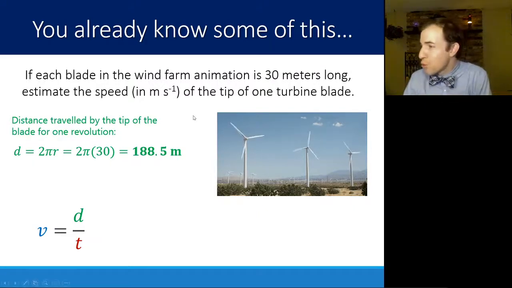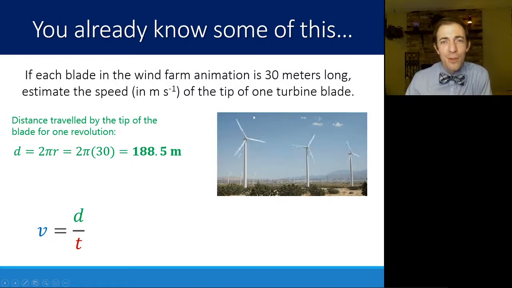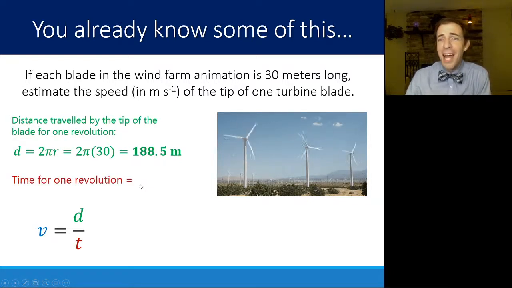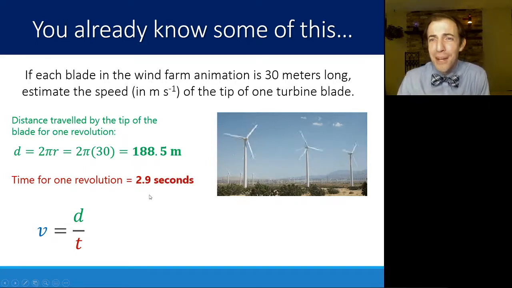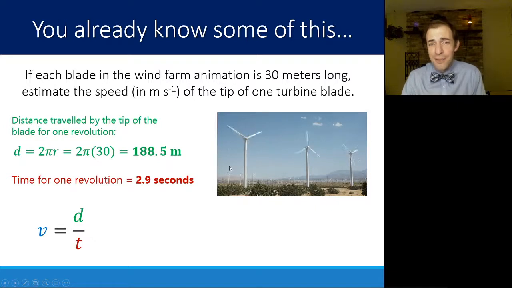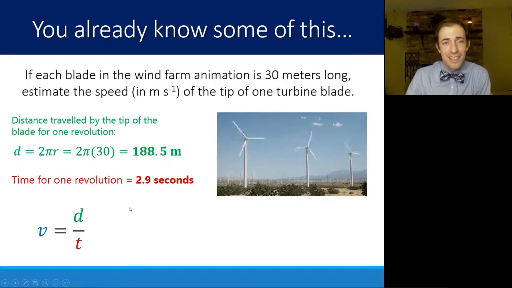Now, we know that it travels that whole revolution in the time that it takes the blade to go all the way around the circle. So if we started a timer now, went all the way around and stopped, we would find that the time for one revolution is about 2.9 seconds. And it's pretty constant, so we can assume that's the same for all the blades as well. Now we have a distance and we have a time. We can plug that into our velocity equation.